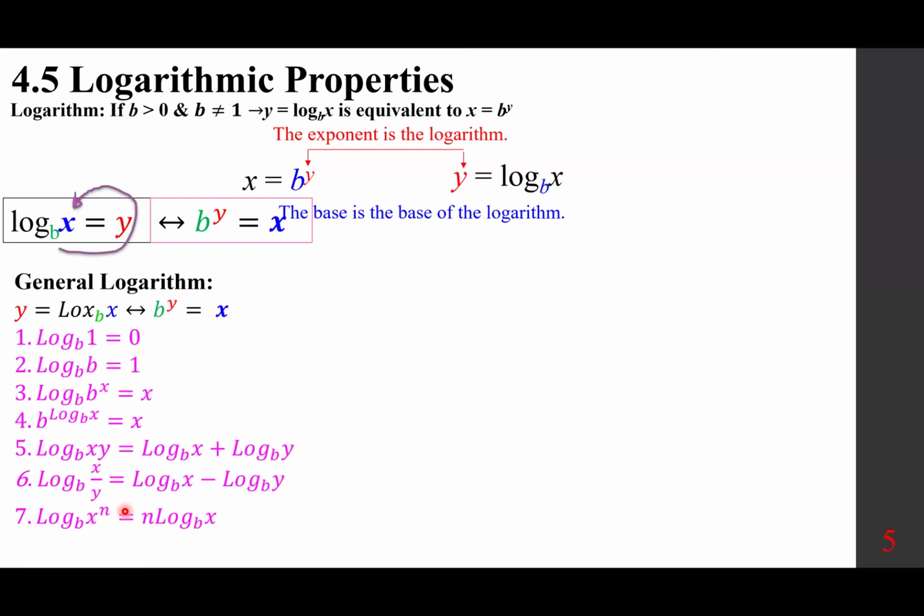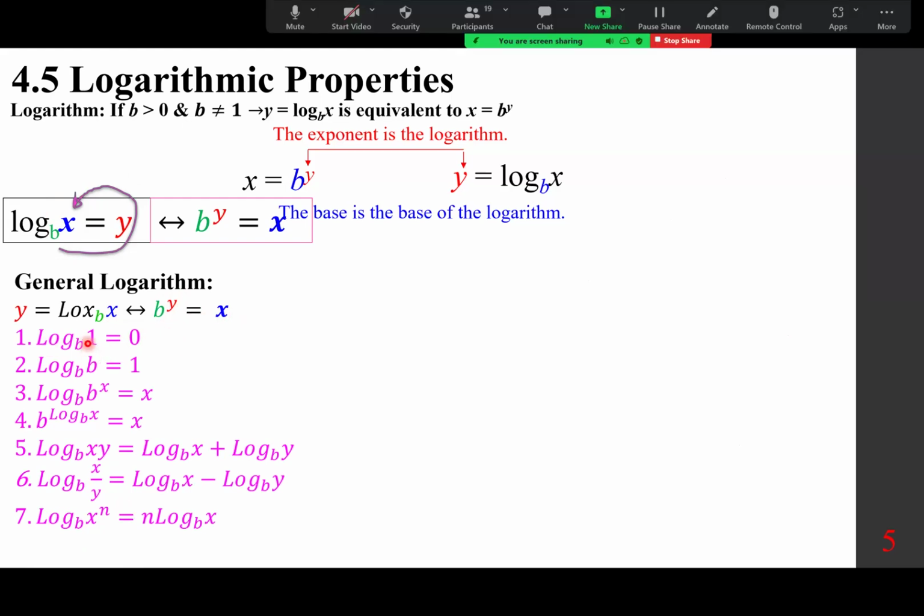So for example, we want to make sure we understand the first one. Log of 1 with any base b is 0. If you look at this arrow, you can see b to the power of 0 is 1. The second one indicates log base b of b equals 1. If the argument and the base are identical, the answer is 1. Again, if you go with the arrow, you see that.